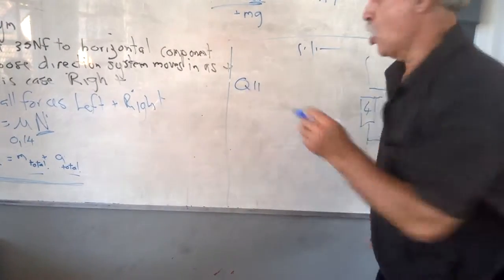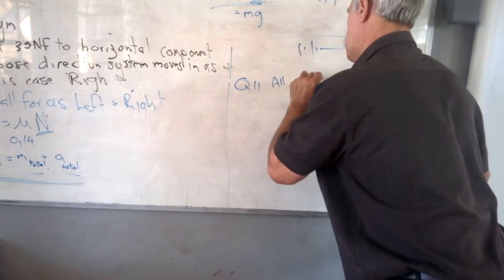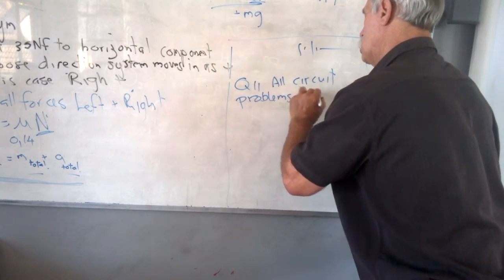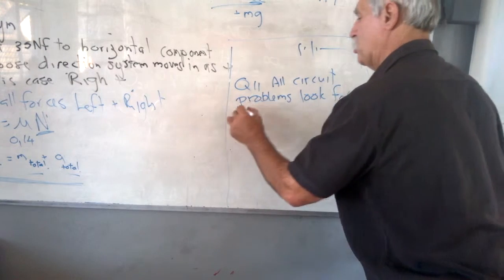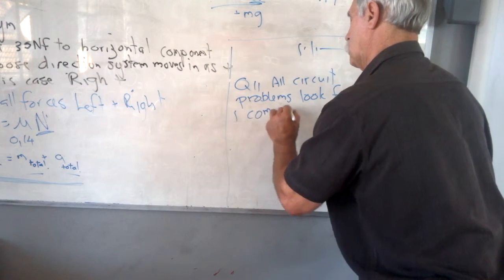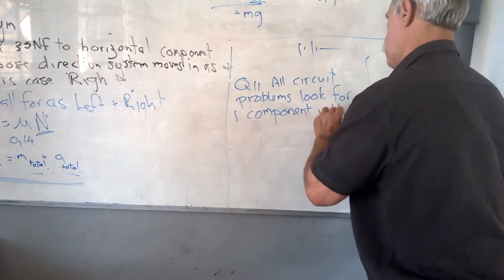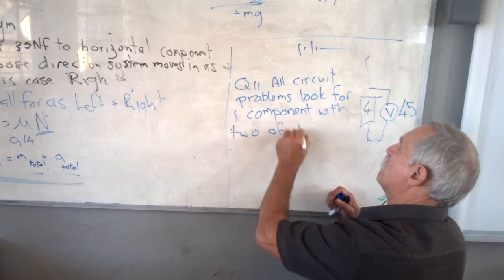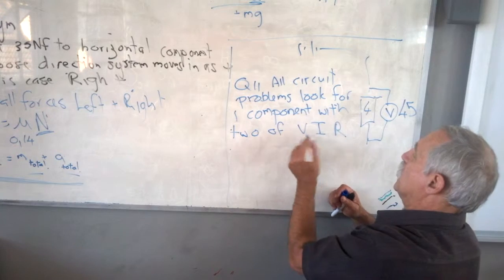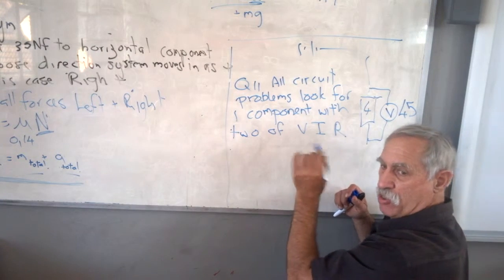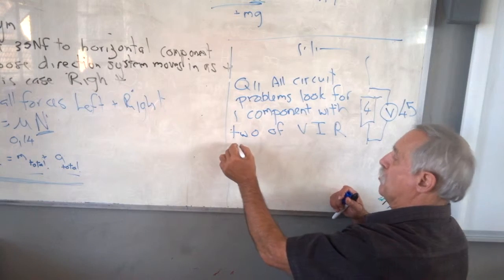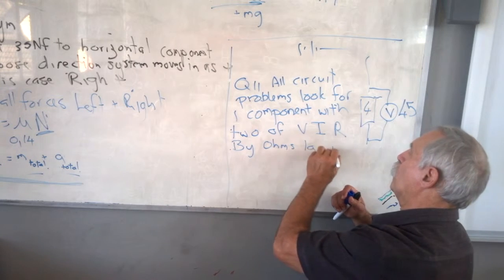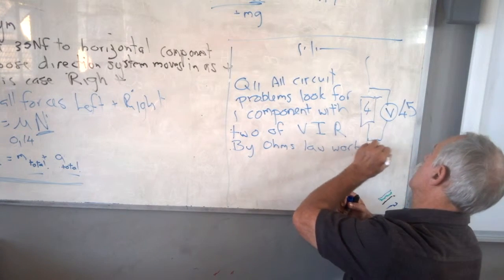Write this down. All circuit problems: look for one component with 2 of volts, amps, or resistance. If you've got any 2 of those, you could work out the third by Ohm's law.